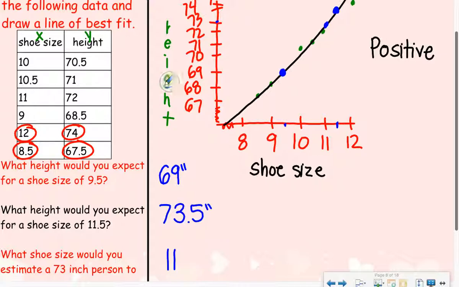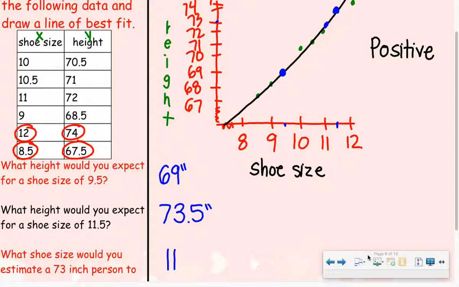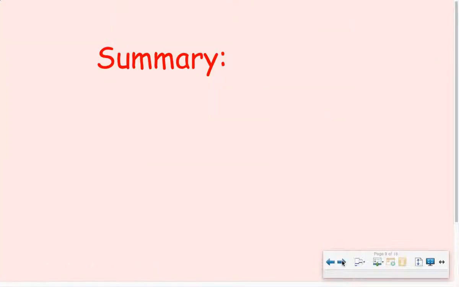So that's how a scatter plot and a line of best fit is used to make predictions. The line of best fit helps you make a prediction for a data point that is not in your data set. Summary.